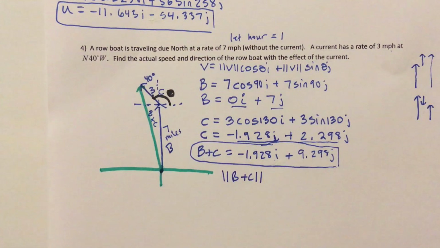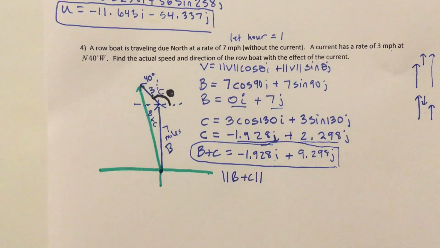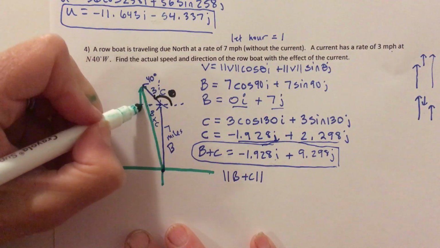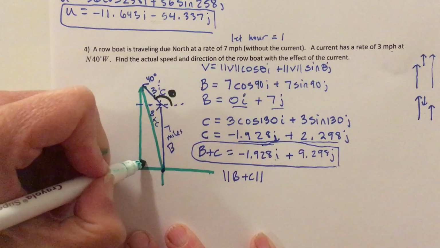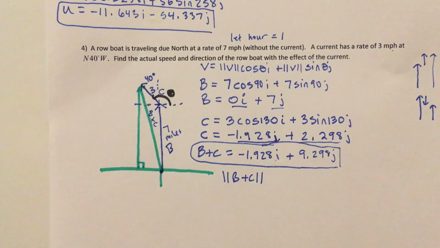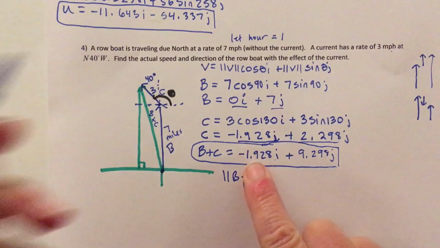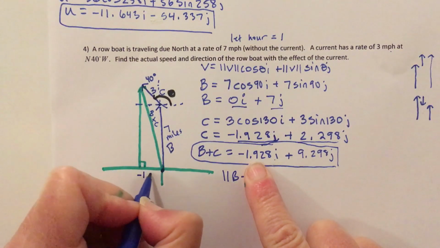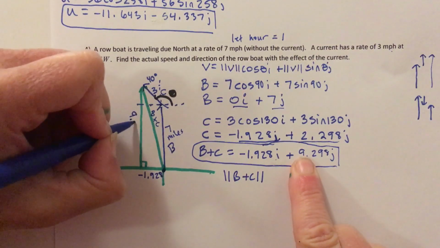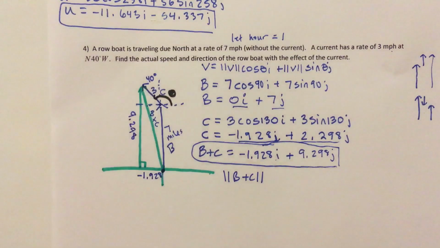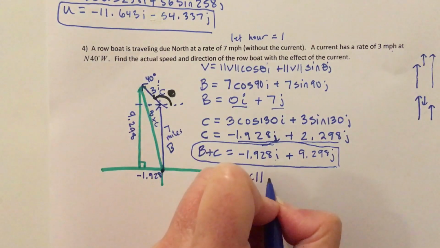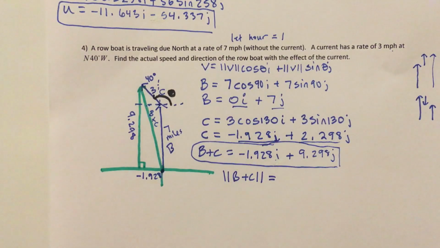Okay, and then this is what we have to do. It's really similar to problem number 2. We have the vector we want. You have to make that the hypotenuse of a right triangle like this. So we're going to use that green triangle. This tells us the component. So this says that we go over negative 1.928 and up 9.298. So now that we know the 2 legs of the triangle, we can easily find the length of it by using the Pythagorean theorem.